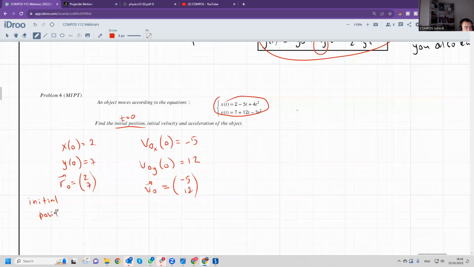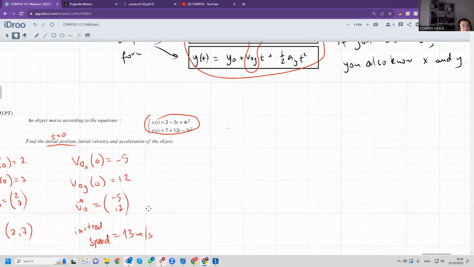Position 2, 7. Initial speed. Who can tell me the initial speed? The initial velocity is minus 512? 13. Oh, very good, that's very quick. 13 meters per second, of course.